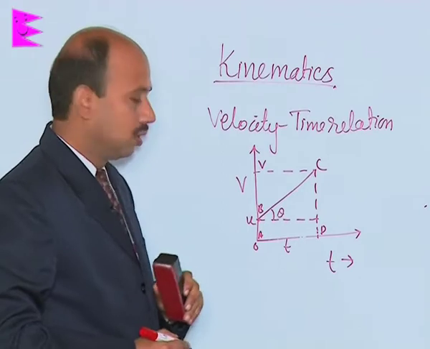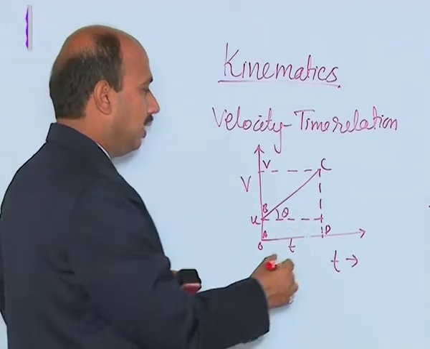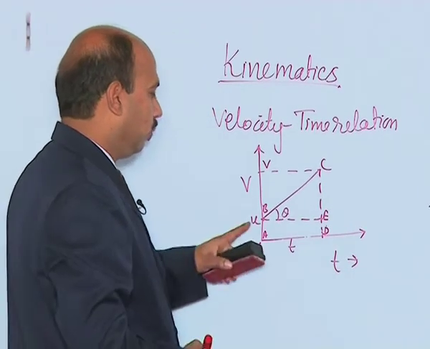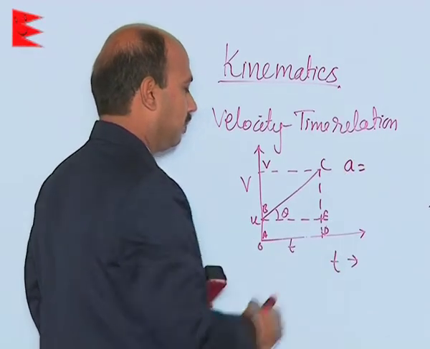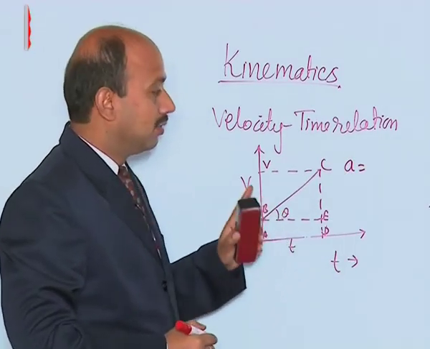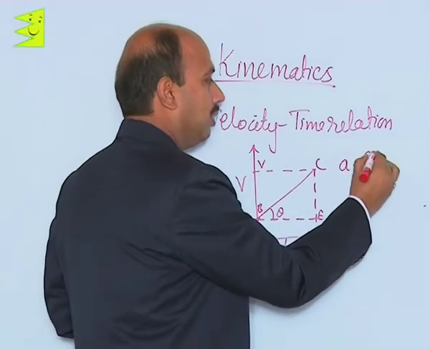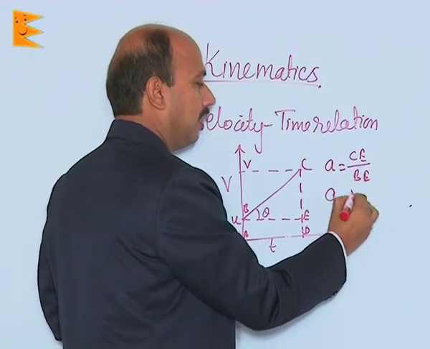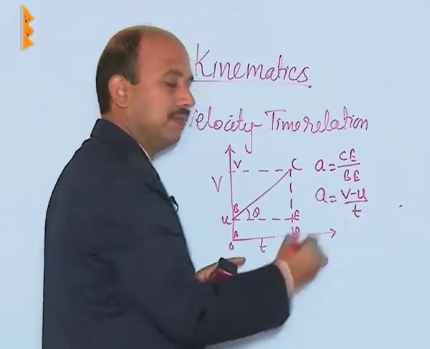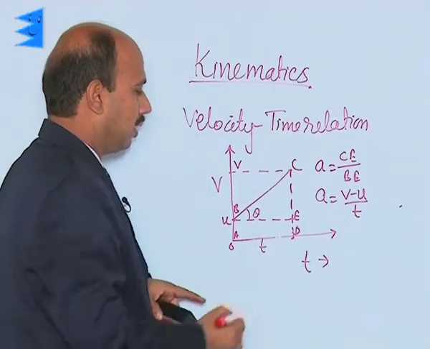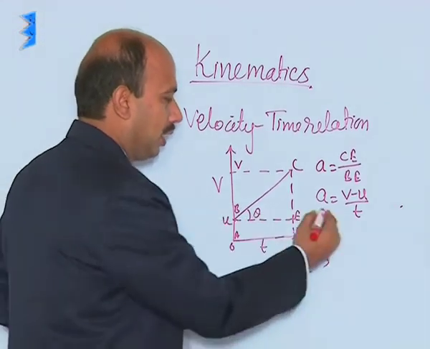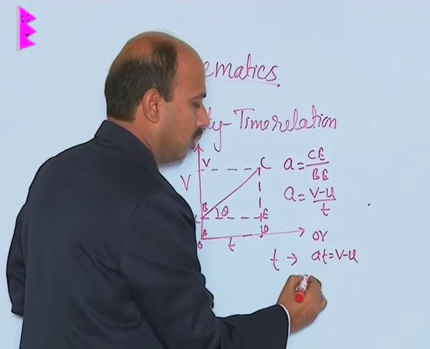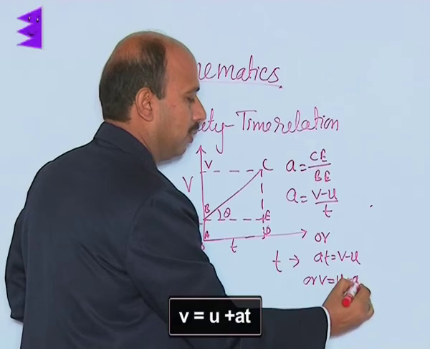Just find its slope. What will be the slope of the graph? This point I am taking as E. So, we can write A is equal to the slope of the velocity time graph, that is actually showing acceleration. We can write CE upon BE, and CE you can write as V minus U divided by T, because the starting time is 0 and this time is T. So, directly we can write T, and then you can write at is equal to v minus u, or you can write v is equal to u plus at.